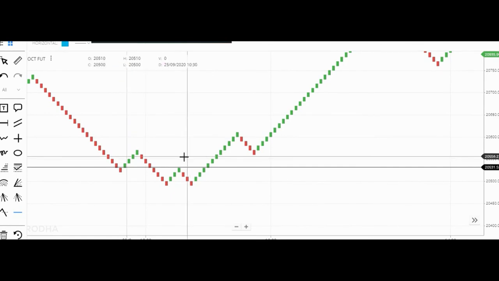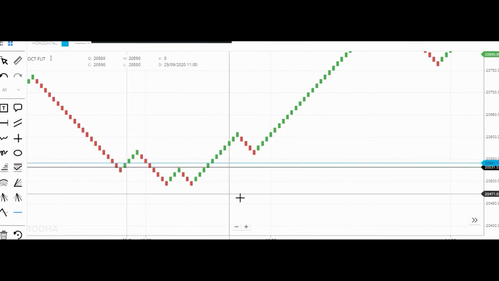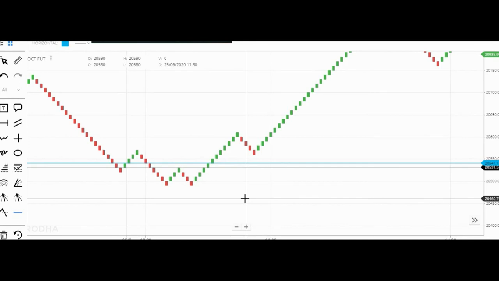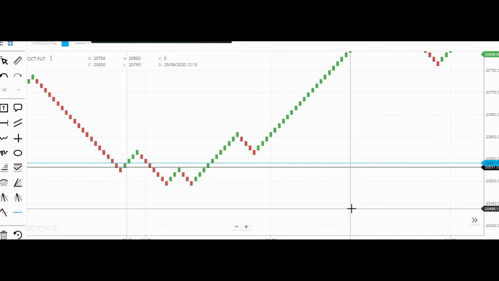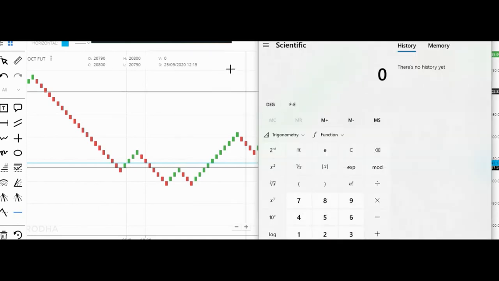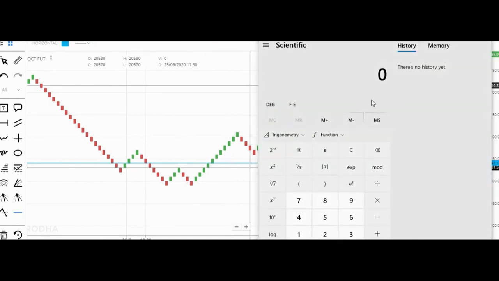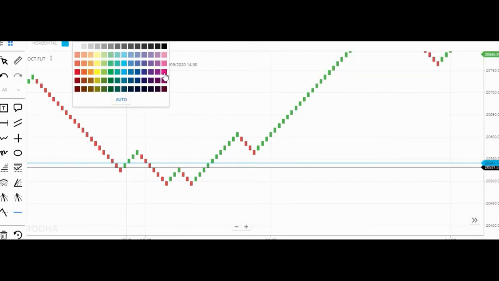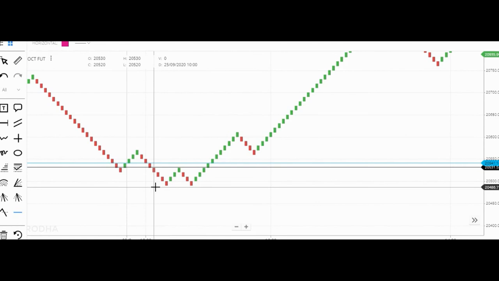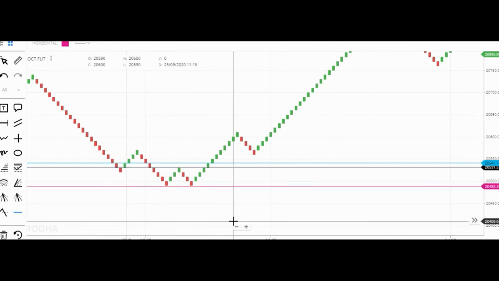Say this one. Say that is 20,540, for example. 20,540, right? And the stop loss should be the lowest point, this pink color line, the lowest point of the W pattern, that is around 20,490.